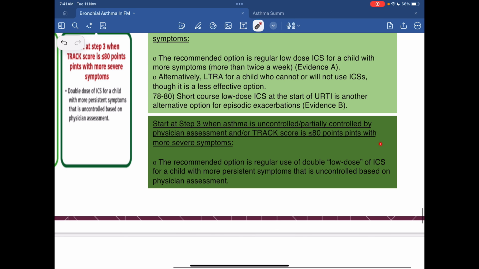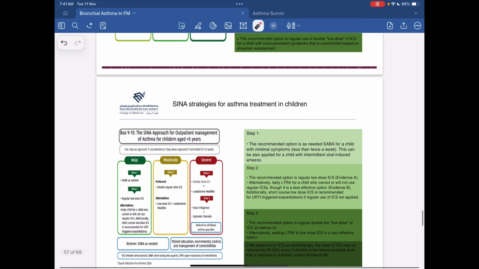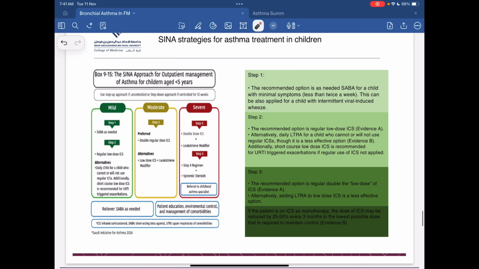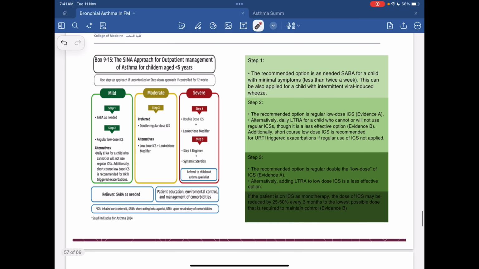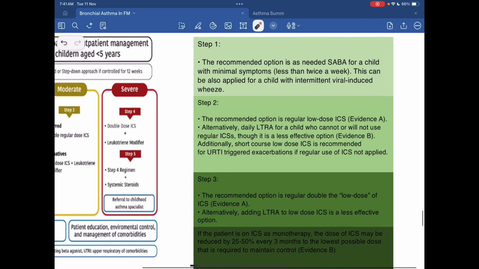طيب هنا اللي يفرق، إذا كان الطفل الحين عنده severe symptoms uncontrolled، إيش نسوي؟ نعطي المارت، نعطي الفورمادرول؟ No. We still use ICS، بس هنا we use a double low dose for a child with more persistent symptoms. هذا هنا ملخص للمانجمنت، وهو نفس الشيء.